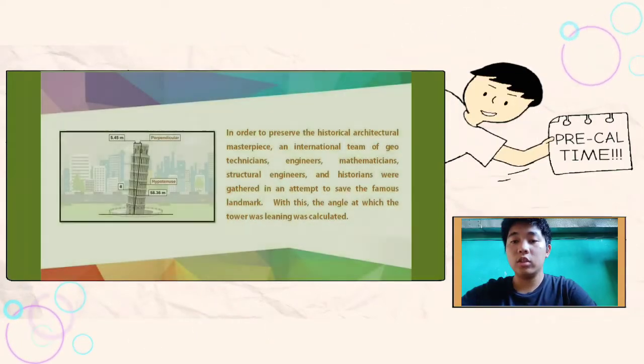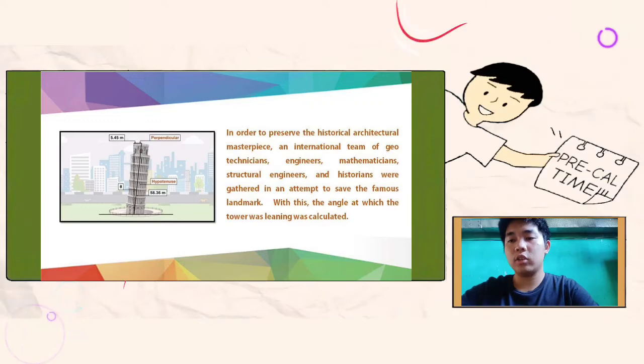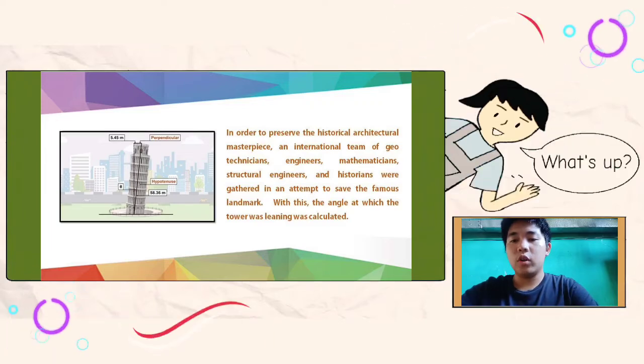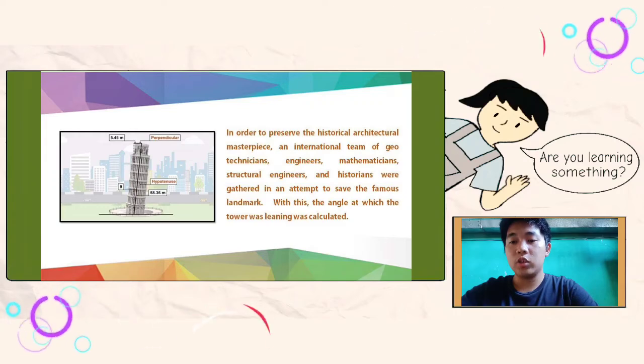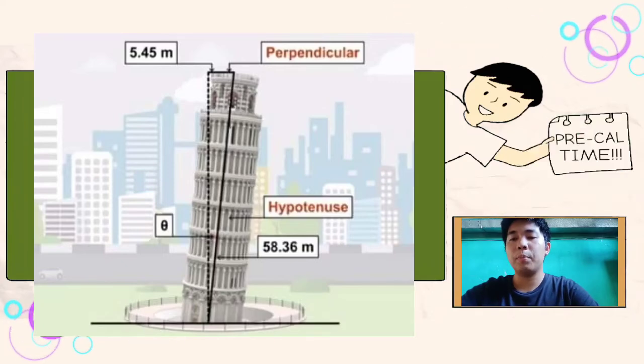So, in order to preserve the historical architectural masterpiece, an international team of geotechnicians, engineers, mathematicians, structural engineers, and historians were gathered in an attempt to save the famous landmark. First of all, the angle at which the tower was leaning was calculated. As you can see in the figure, the height of the tower is the hypotenuse, and its distance from the center is the perpendicular. So they have a value of perpendicular and hypotenuse.